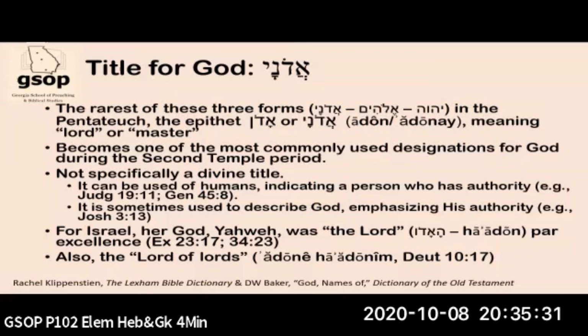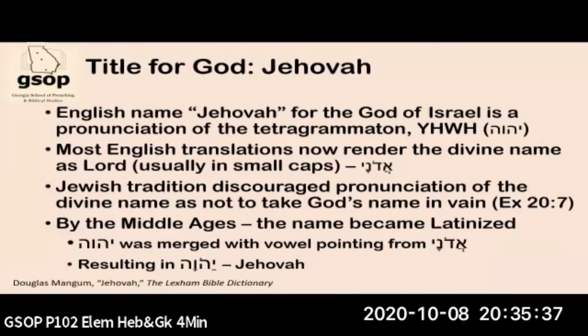I want to go over these because when you look at Yahweh and Adon, or Adonai, this is how we get the title Jehovah. Jehovah is an English name that's been Latinized. They Latinized Yahweh and Adonai, for the God of Israel. It's the pronunciation of the Tetragrammaton, Yahweh. So they changed the pronunciation.